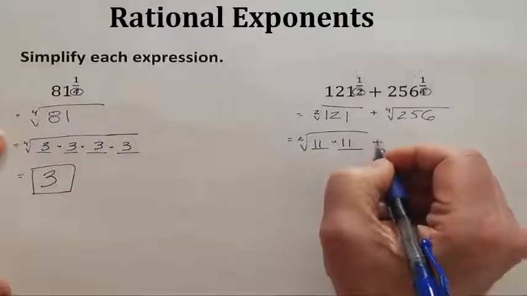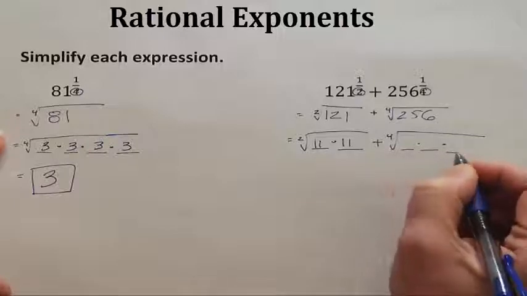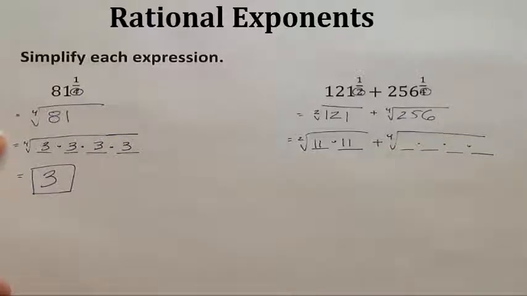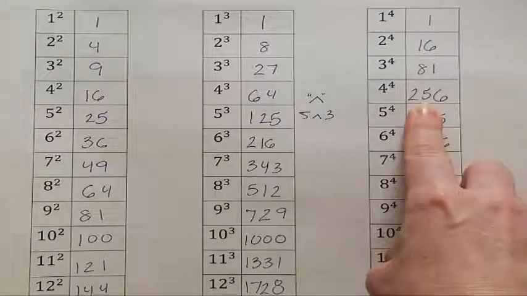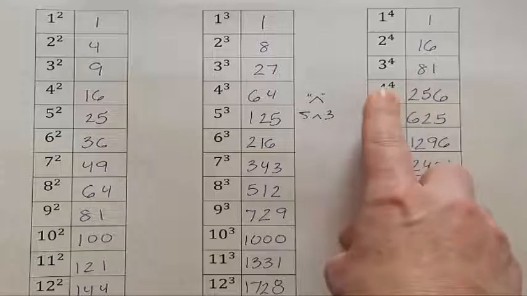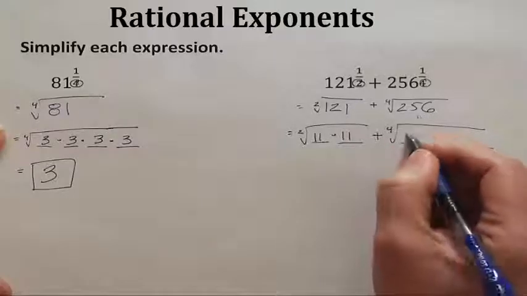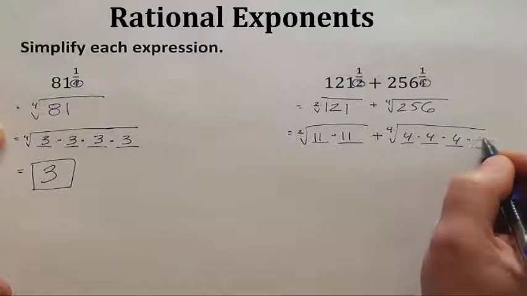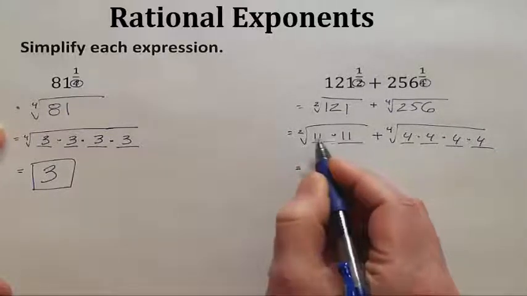And I'm supposed to add this to. If it is a 4th root, that means I'm looking for one number that I could multiply together 4 times. So that means I need my 4's lists. I need 256. There's 256. What number did I multiply together 4 times? 4. So back to my problem. 256 was 4 times 4 times 4 times 4. So what number did I multiply together both times?